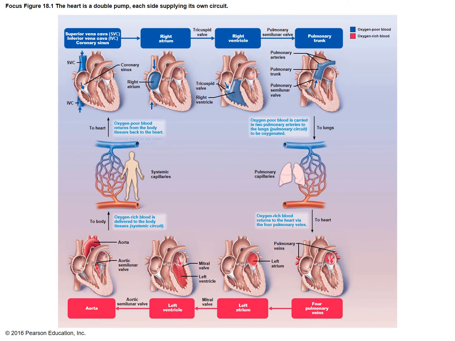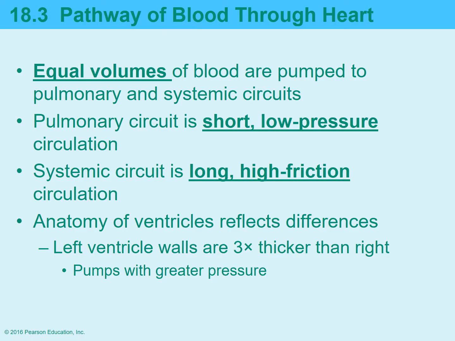And this just shows, basically, once again, you've got these 2 circuits. Blood coming to the right side of the heart, to the pulmonary circuit, to the left side of the heart, systemic: heart, lungs, heart, systemic, heart, lungs, etc. About equal volume of blood is being pumped through the pulmonary and systemic circuits. The pulmonary circuit is very short, low pressure. Like I said, you just need to go right next door.